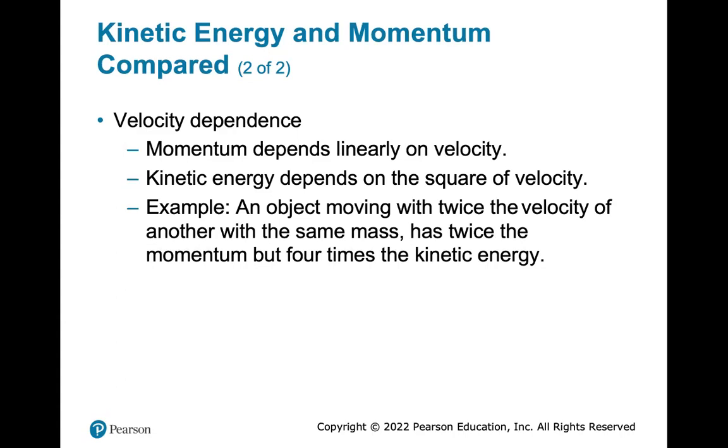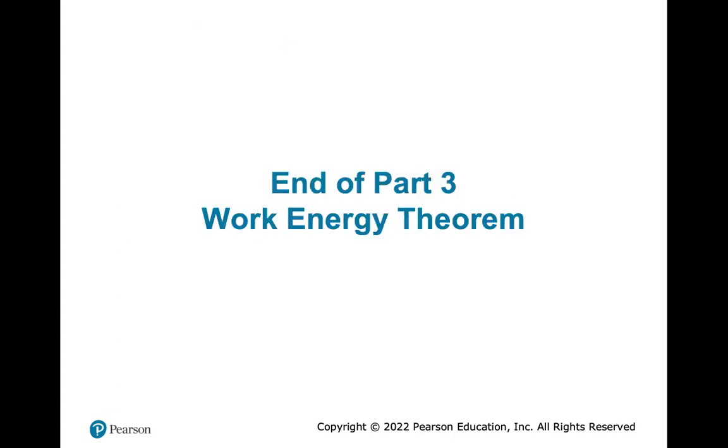Kinetic energy and momentum are both velocity dependent. Momentum depends linearly on velocity. Kinetic energy depends on the square of the velocity. Remember, it's 1/2 mv squared. An object moving with twice the velocity of another with the same mass has twice the momentum, but 4 times the kinetic energy. Okay, and that's the end of part 3, the work energy theorem. And we'll finish up this chapter in the next video.